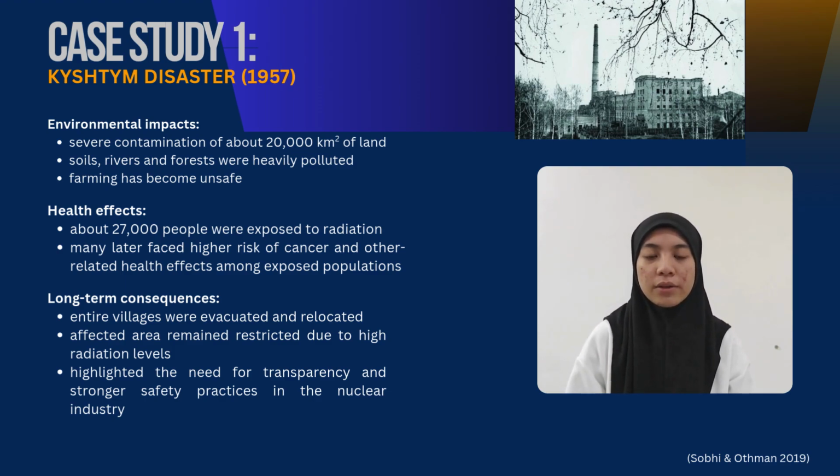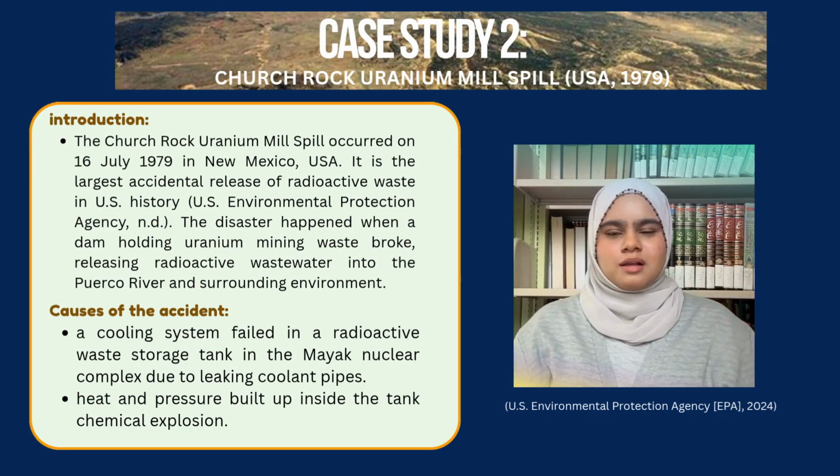The disaster also affected people. Around 27,000 individuals were exposed to radiation, and many later faced a higher risk of cancer and other health problems. Because of the contamination, entire villages had to be evacuated and the affected area remained restricted for many years. The Kyshtym disaster reminds us that one failure in safety can have serious consequences for both people and the environment.